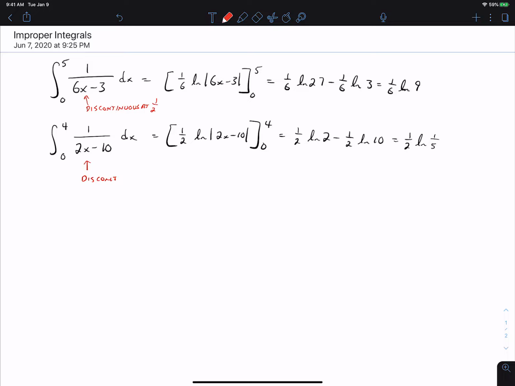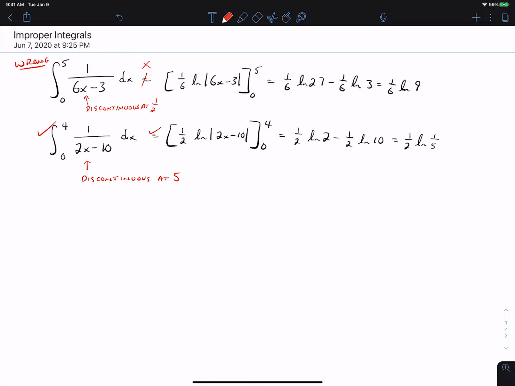If we think about it, we only actually care about one of those. The one that's wrong is the first problem because 1/2 is between 0 and 5. The second one is okay because even though it is discontinuous at 5, that's not between 0 and 4, so it doesn't affect the problem at all. The fundamental theorem of calculus, which is what allows you to do this first step, so that one is true, this one is not true, so this is not equal.